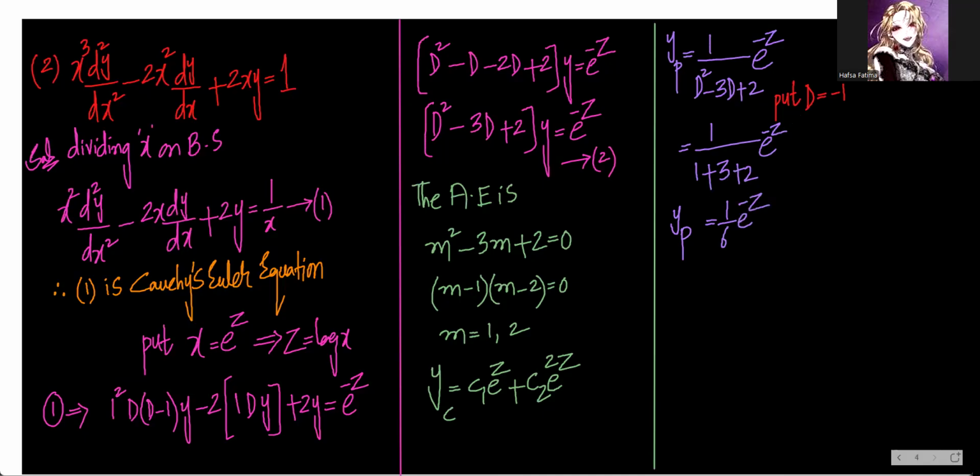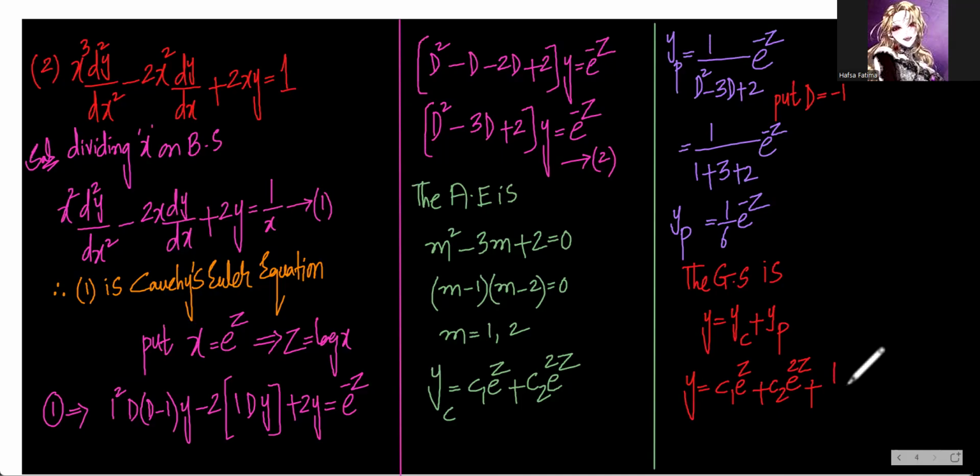After that, you know how to write the general solution. Yes, sir. The general solution is y equal to y complementary function plus y particular integral. So y is equal to c1 e power z plus c2 e power 2z plus yp, which we have as 1 by 6 into e power minus z.